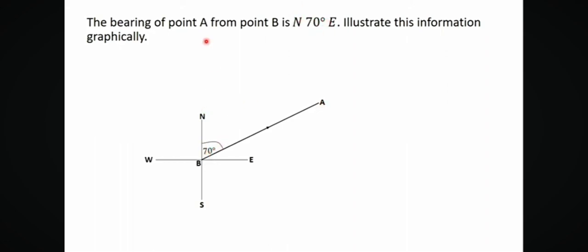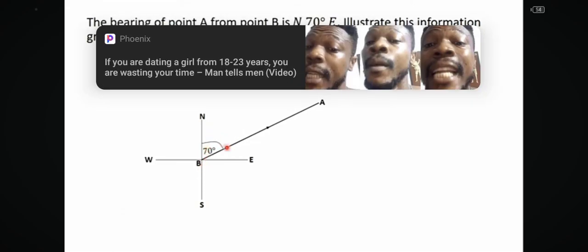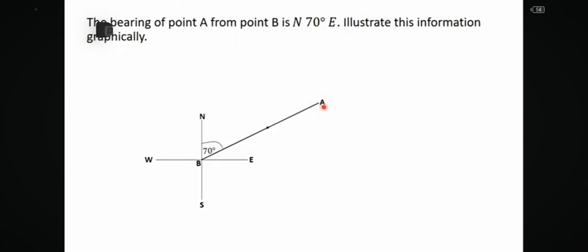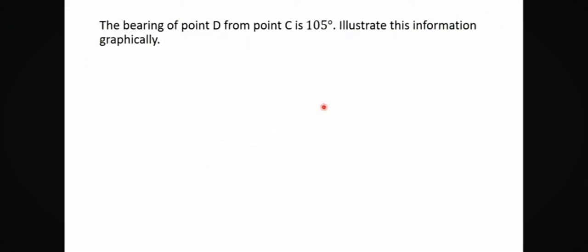So when you are being given a question like this to represent on the diagram, the first thing you need to do is to draw the diagram. You indicate your starting point, you draw the bearing, then you indicate your ending point. Let's look at the next question for this video.